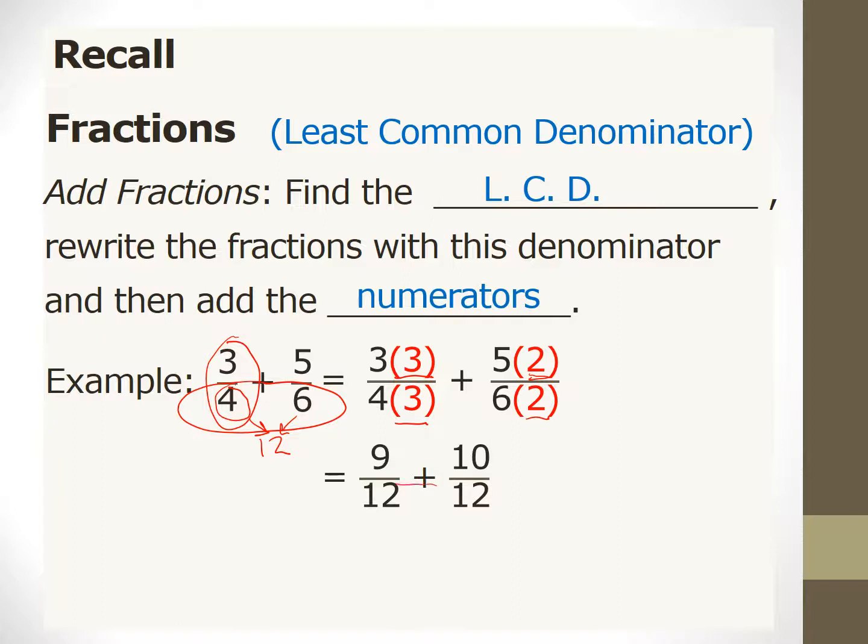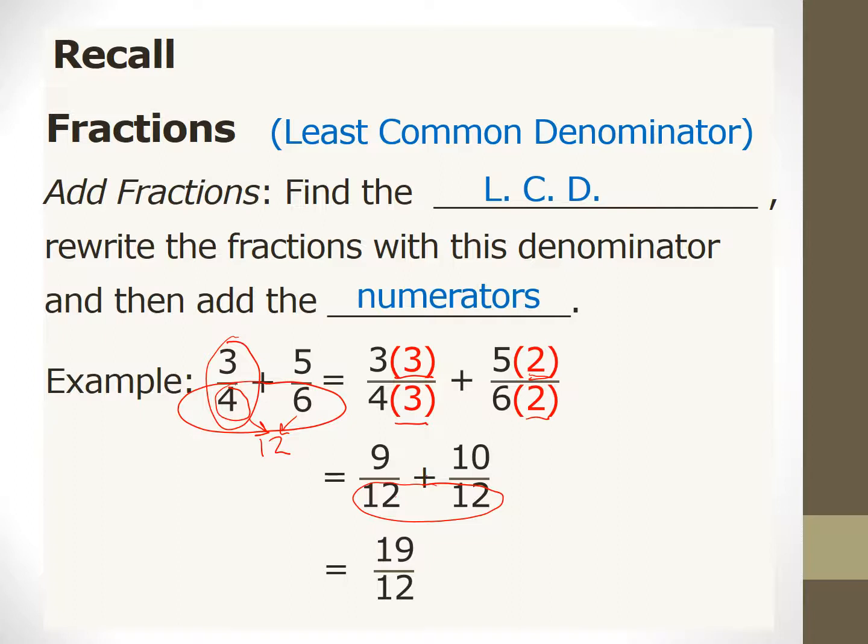Now that you can see we have common denominators, which we must have for addition and subtraction, we're essentially saying I have 9/12 plus 10/12. I have 9 of these guys, and I'm going to add it to 10 of these guys, same guys. So 9 plus 10 gives us 19/12, which is our final answer.